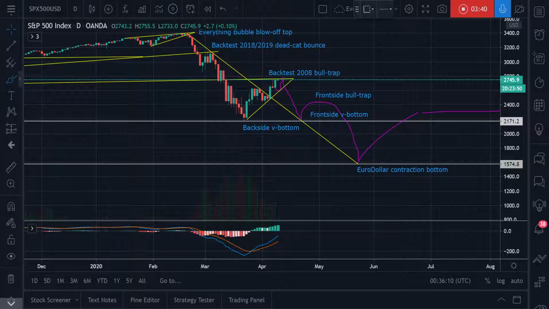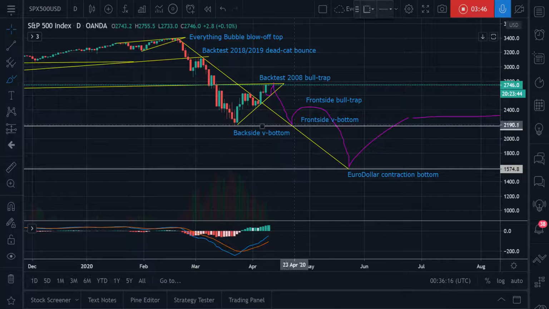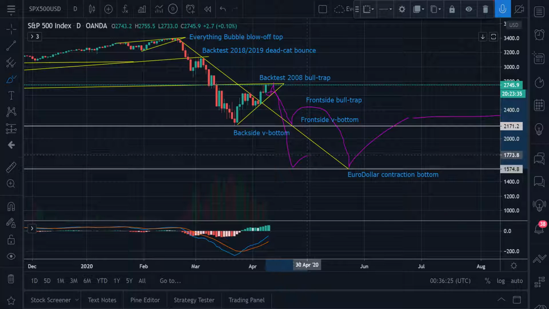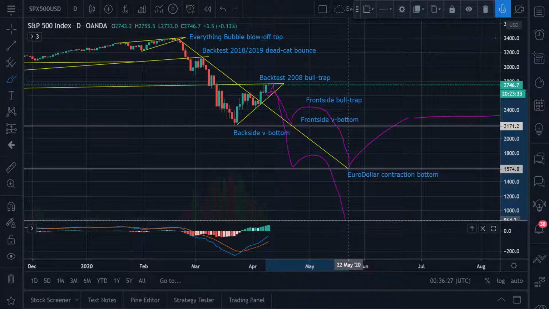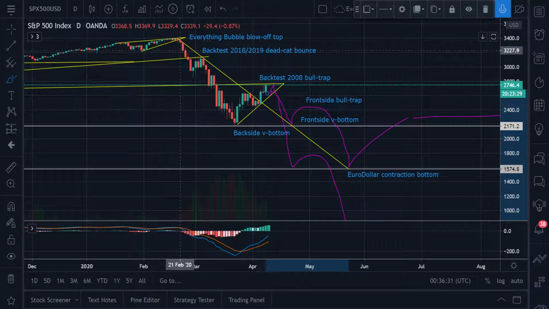So let me just draw on here. If this were to look like the Great Depression, what it would actually look like is, and it would still be a one month time frame, it would be down and then down. That would be a Great Depression style drawdown.